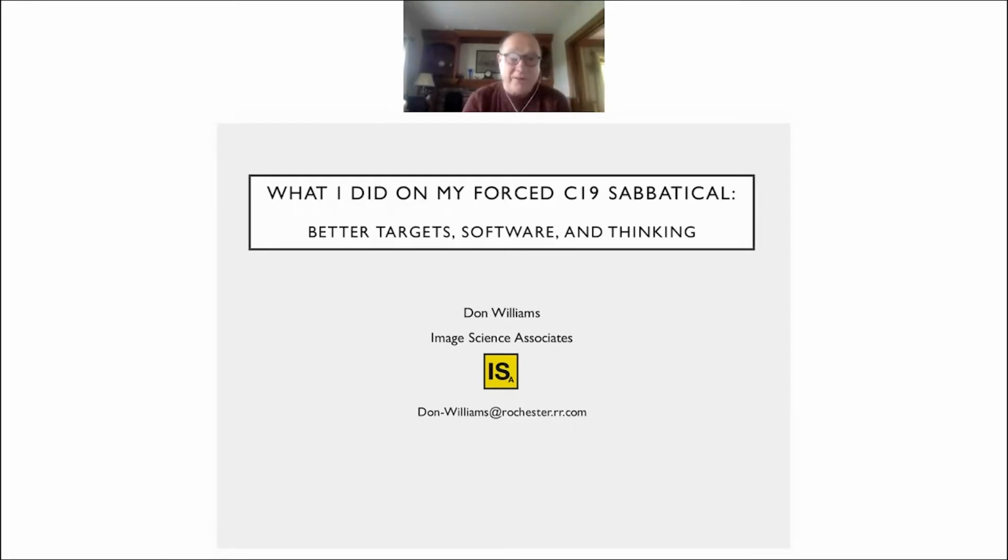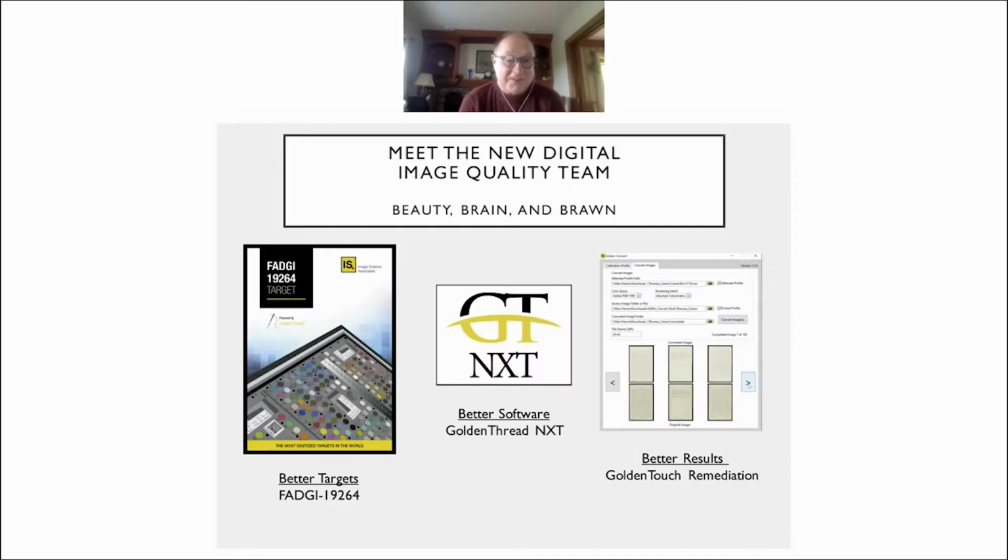There are 3 items there, and I call it the new image quality team. The beauty, the target; the brain, the new version of the Golden Thread software; and the brawn. The last one, to keep you staying in touch, was actually inspired by Stuart Sneidman about 10 years ago at Stanford when we first visited him on image analysis and verification. And at the end of the meeting, I'll conclude that anecdote as what it was all about. So that'll keep you going.